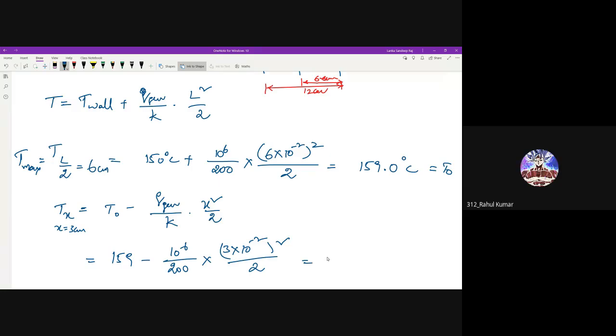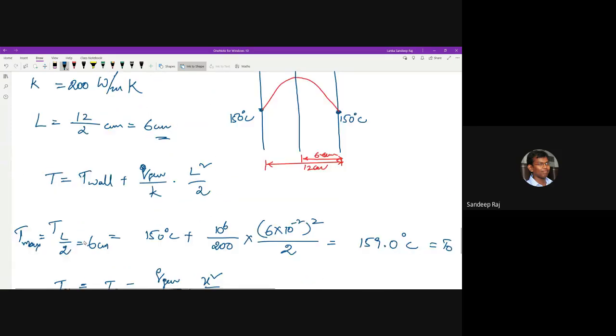161.25? See, it will be less than 159. You should have minus here. Sorry, sir. 156.75. 156.75 degrees centigrade. So you can put it at plus 3, you can have it at minus 3. So all the quarter plane temperatures are known to you now.